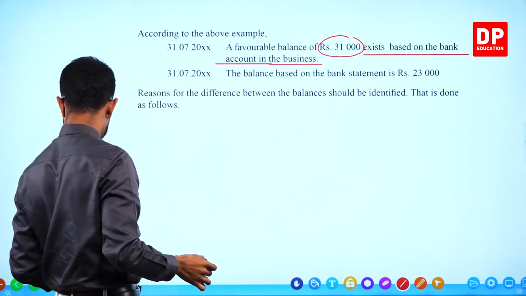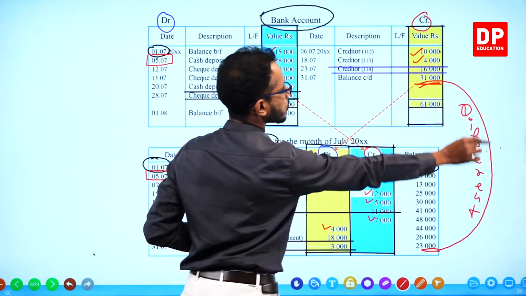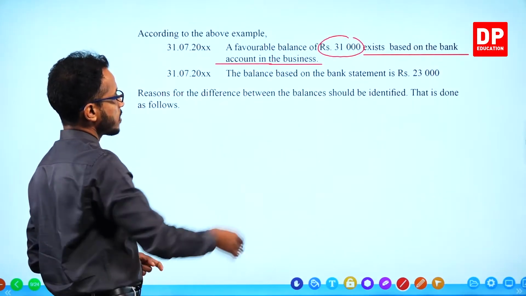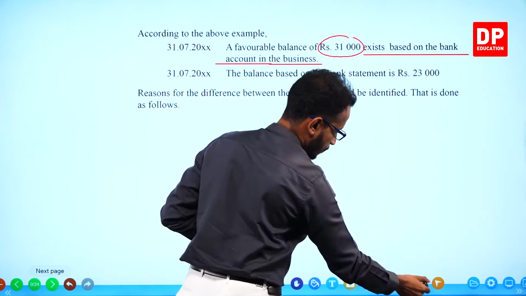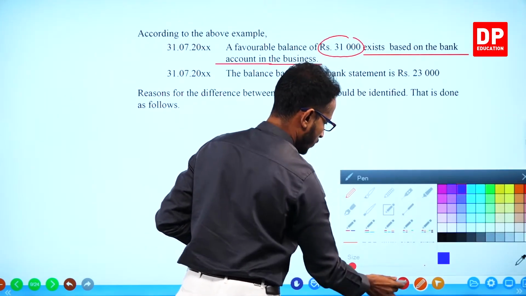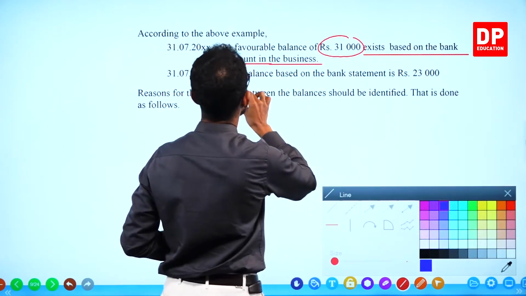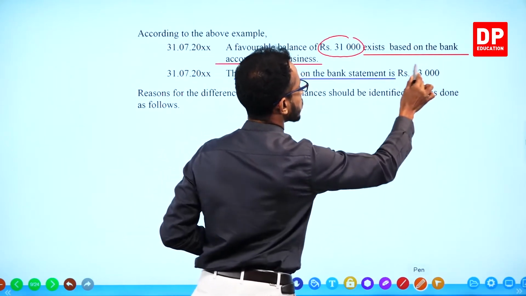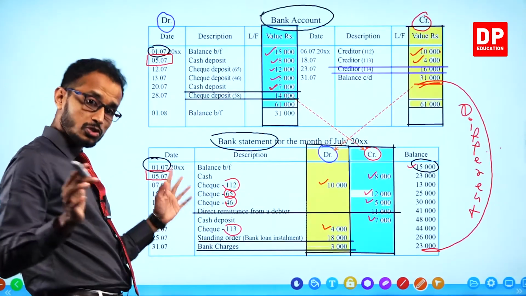Yeah, we saw that. It's here. 31,000. And the next sentence says the balance based on the bank statement is 23,000. The balance of the bank statement is 23,000. That's what it says. Yeah, balance on the bank statement is 23,000. Yeah, we saw that too.